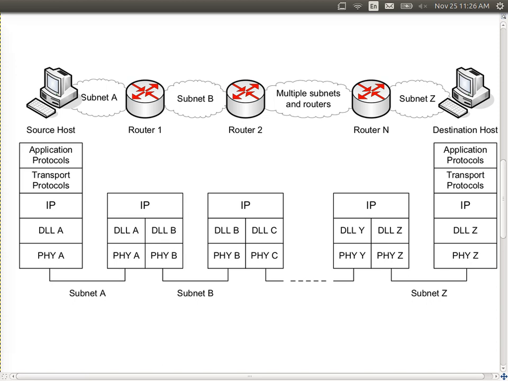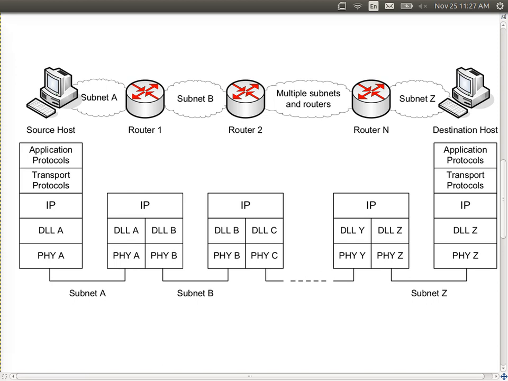Think of the physical layer and the data link layer. They use a technology associated with a subnet. So both the source host and router 1 must implement the same data link layer and physical layer as each other. That is, I denote it here on subnet A, some technology, data link layer A on both devices and physical layer A on both devices. For example, physical PHY A could be Ethernet, or it could be Wi-Fi, and same with the data link layer.